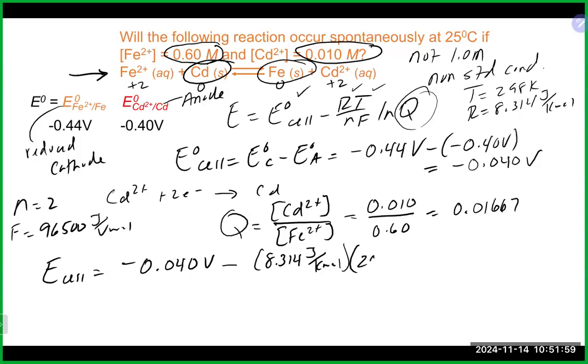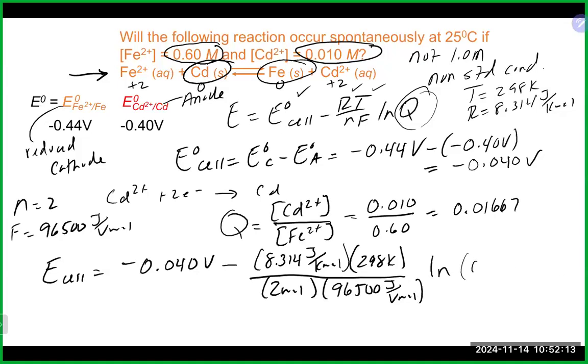Our temperature, which is 298. Our n, which is 2 moles, and our F, which is 96,500 joules per volt per mole. Natural log here of Q, which is what we just calculated there, 0.01667. All right, so I'm going to clean up the right-hand side of the minus sign there. I'm going to take the natural log of my 0.0166 number, multiply it by 8.314 and by 298, then divide it by 2 and divide it by 96,500.